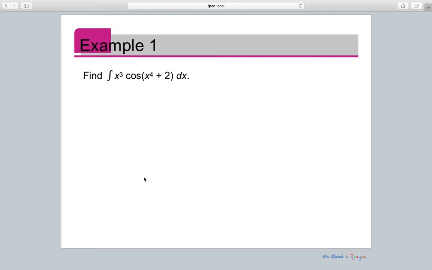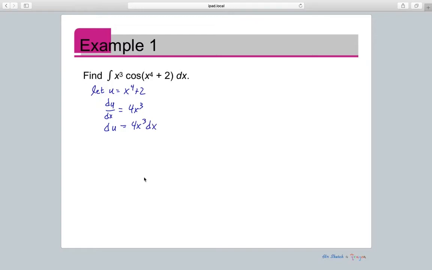All right, so in this case, I do see nested functions. I do have an inside function, which seems to be x to the fourth plus 2. So I'm going to let u equal x to the fourth plus 2. All right, so then du dx is 4x cubed. Okay, so du is 4x cubed dx.